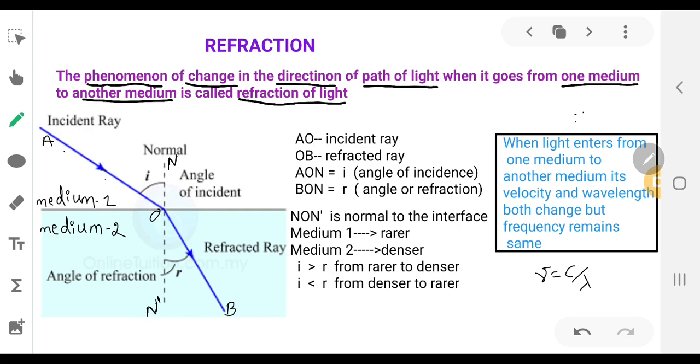There is a change in its direction. Then this phenomenon is called refraction of light.